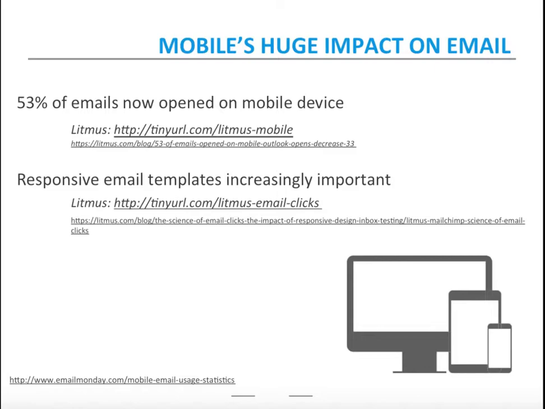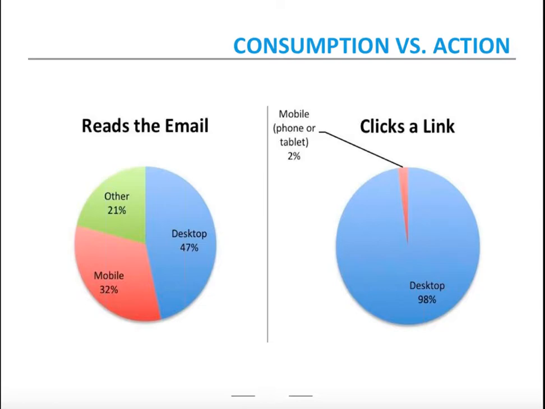And then obviously mobile has had a huge impact on email. Litmus just ran a study and saw that over half of their emails are now opened on a mobile device. Responsive email templates are becoming more and more important. If you use a bulk email tool, typically you can see how people are reading your email and how they're taking action. Think about the difference between consumption of the email and action. They might be reading it on a mobile device, but typically they're probably taking action on a laptop or desktop. You have to look at your own data, but it's always good to understand that difference.